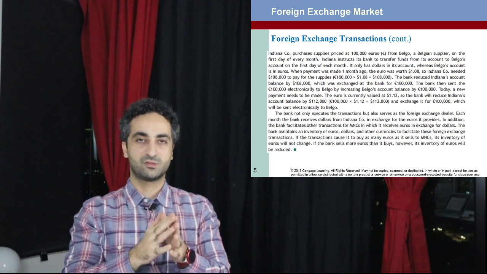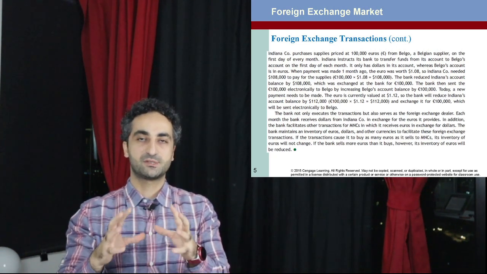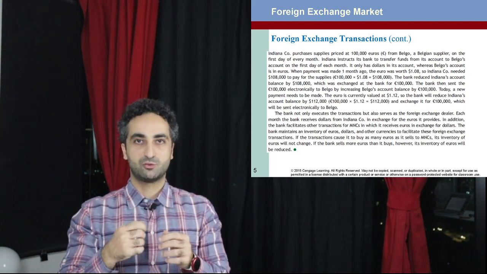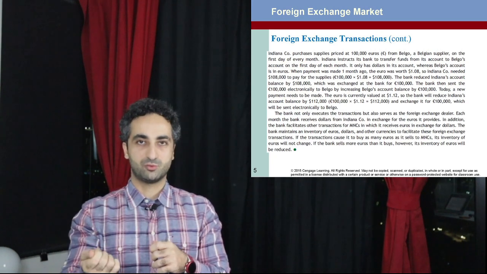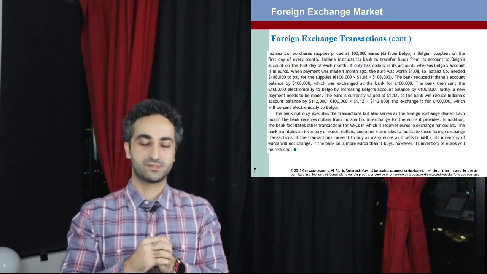So, we were discussing Indiana's company in which they purchase raw materials from Belgium every beginning of every month. So, at the first of every month, they purchase raw materials worth 100,000 euros. To buy the euros, we need to use dollars, our own currency, considering we are Americans.